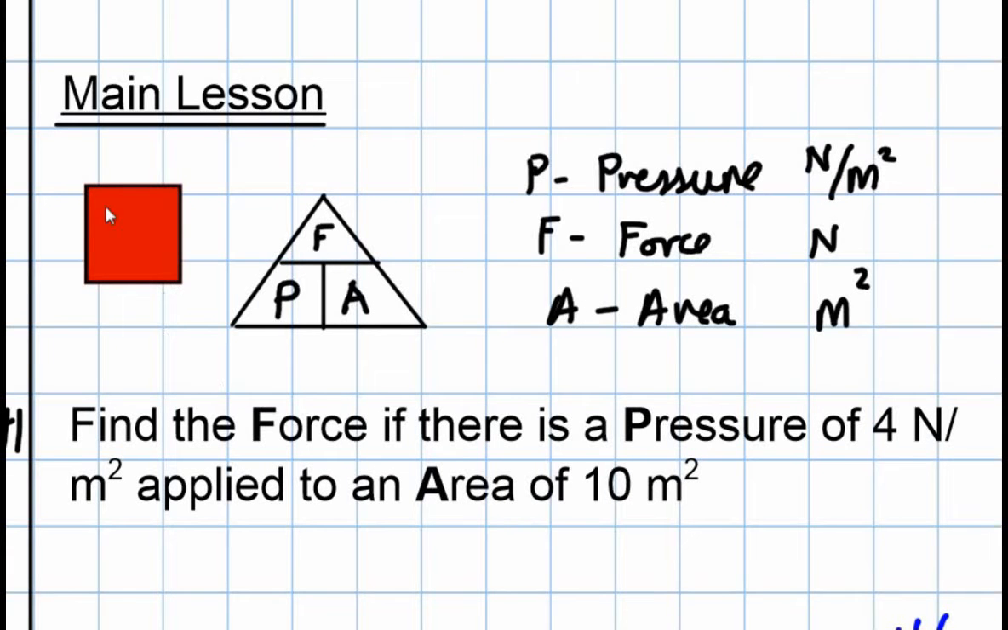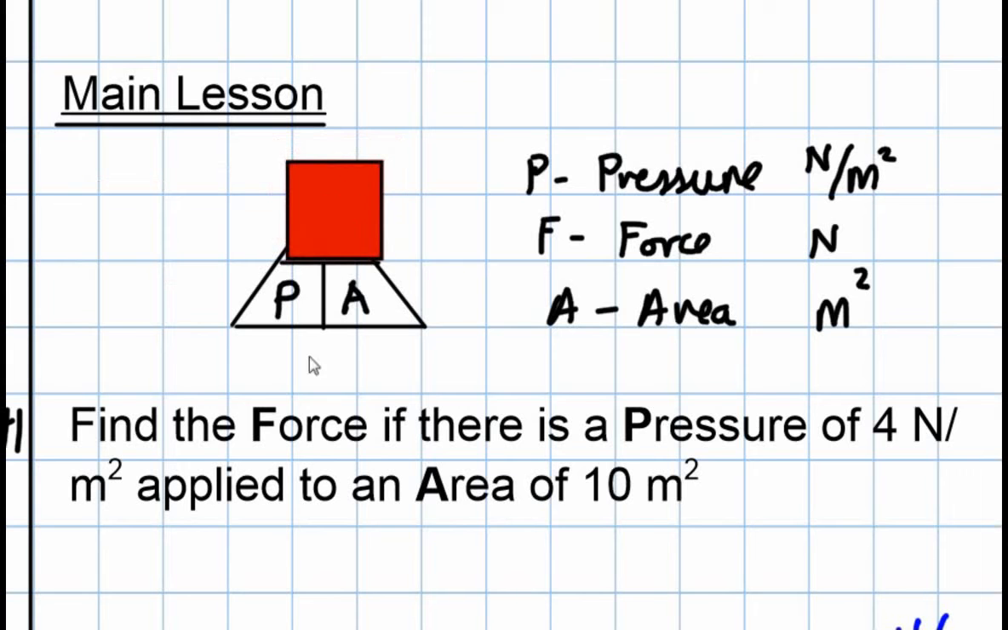Let's have a look at what we're trying to find. We're trying to find force. So I cover up F, and this tells me what the formula is. To find the force, you do P A. Now, two letters together means you multiply them.